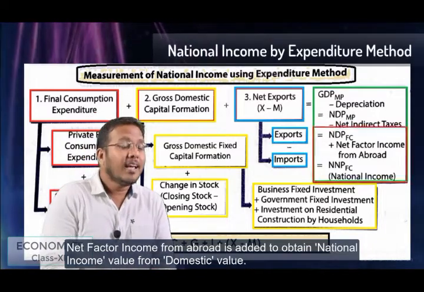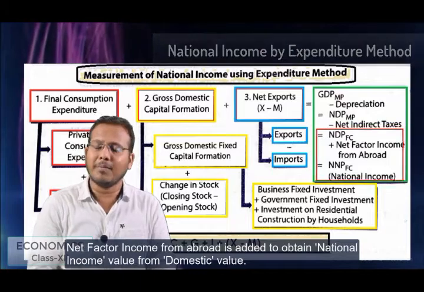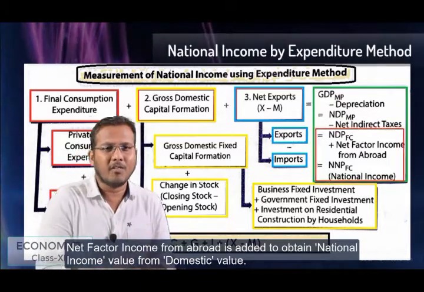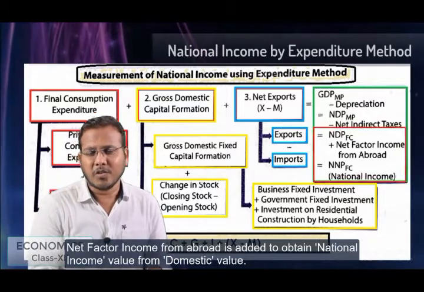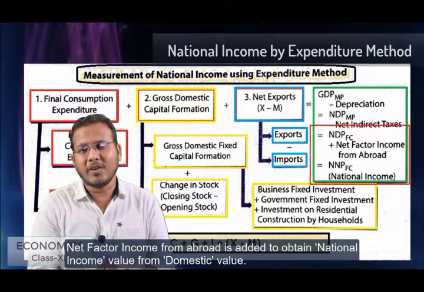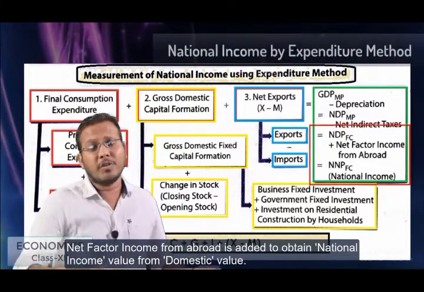How can it be done? It can be done by adding the value of net factor income from abroad, that is NFIA. So at last we get the value of NNP at factor cost. So students, one more thing I want to recall: here we are adding the value of net factor income from abroad to convert the value of domestic income to the national income.